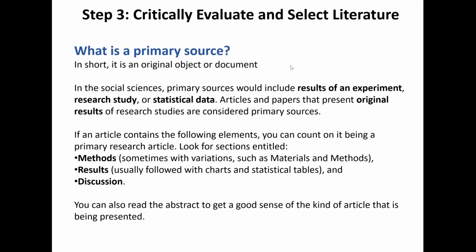I often get the question, well, okay, what is a primary source? What are you talking about? Most of us, since we're in the social sciences, that would mean either the results of an experiment or research study, or could even be statistical data, right? Articles and papers that present original results of research studies are considered primary sources. And you can tell that an article is a primary source if you see sections entitled methods, results, discussion, maybe it has some charts or statistical tables. Definitely read the abstract to get a good sense for what kind of article it is, right?